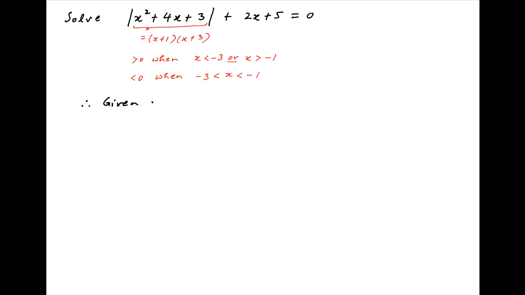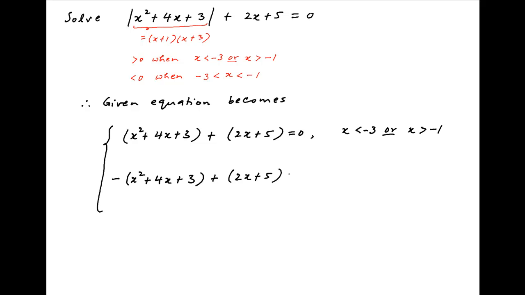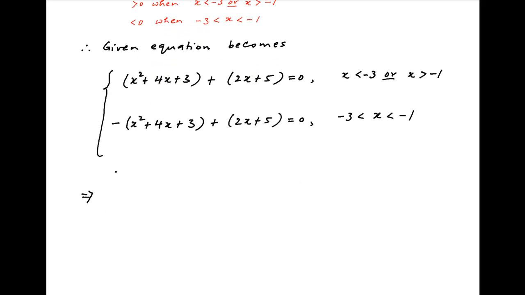Therefore, this equation can be written as x² + 4x + 3 + 2x + 5 = 0 in the first case, when x is less than -3 or greater than -1. And the equation becomes -(x² + 4x + 3) + 2x + 5 = 0 in the second case, when x lies between -3 and -1.